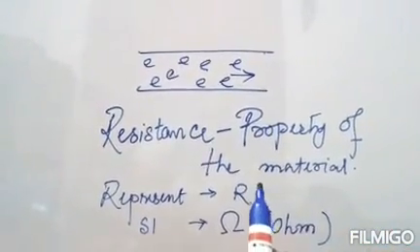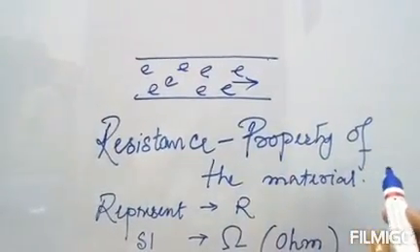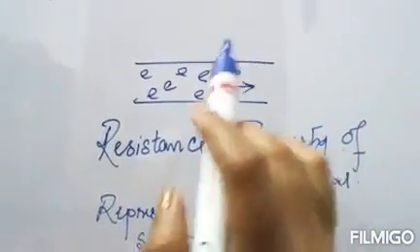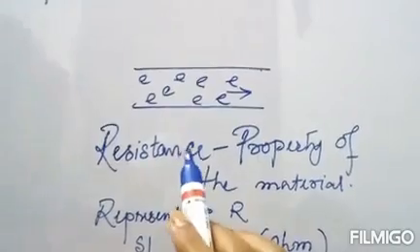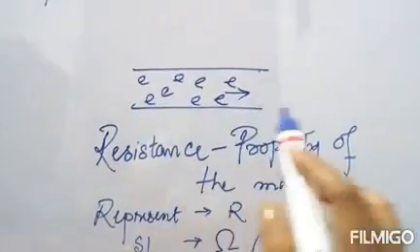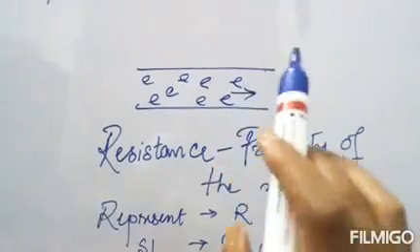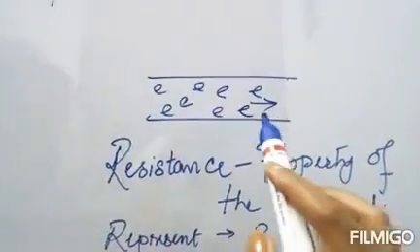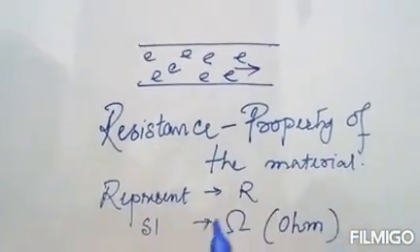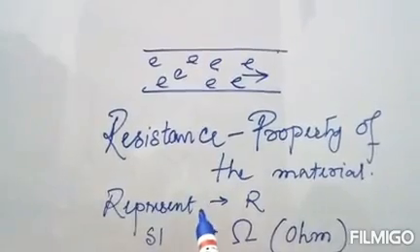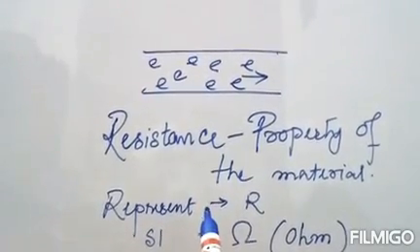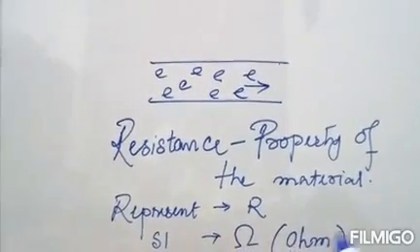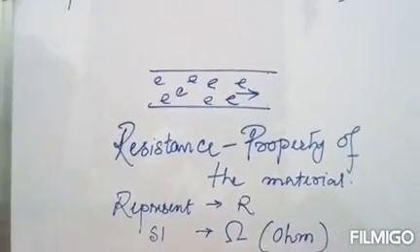For now, understand that resistance is the property of a material that obstructs the free flowing of charge through the material. It is the same as when you move in a crowded lane and dash against another person. Similarly, the electrons also face the same problem. We represent resistance by the letter R, and its SI unit is ohm. So let us now jot down all the points about resistance.